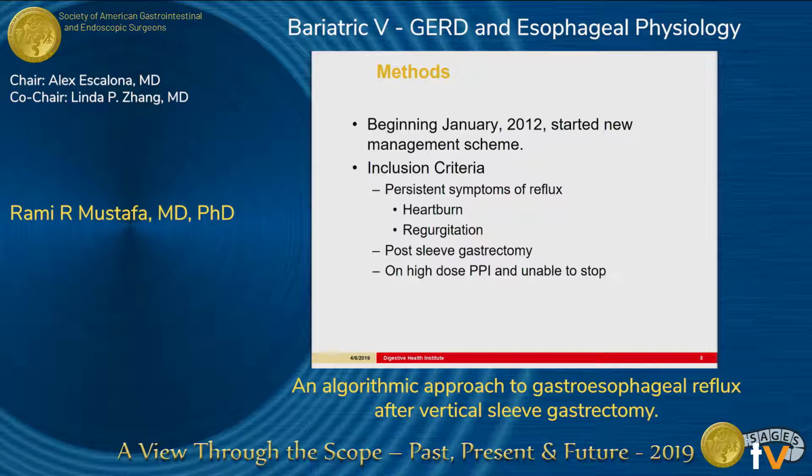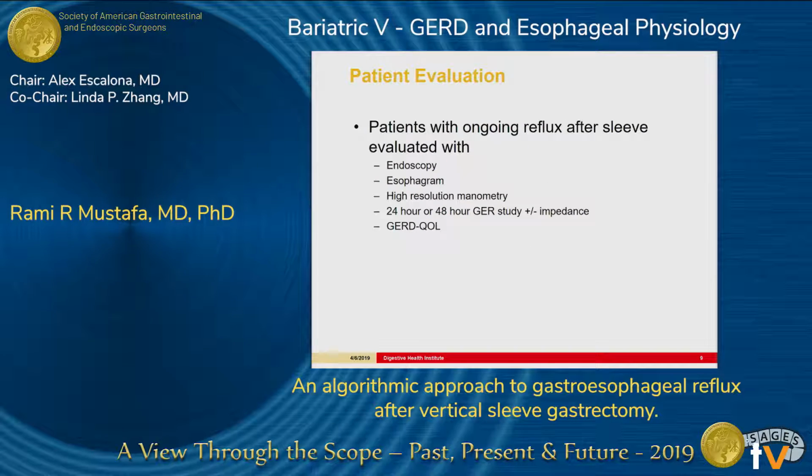And our inclusion criteria for patients were any patients who presented with persistent symptoms of reflux after a sleeve gastrectomy. Primary symptoms patients complained of were heartburn and regurgitation. Obviously, they had to be after a sleeve and their symptoms were not controlled, or they could not stop their proton pump inhibitors after their procedure.